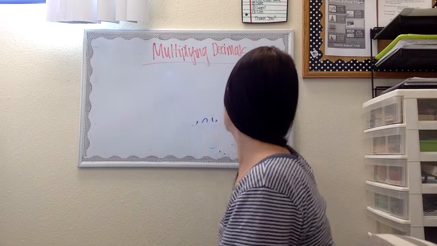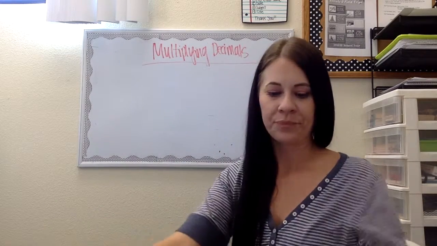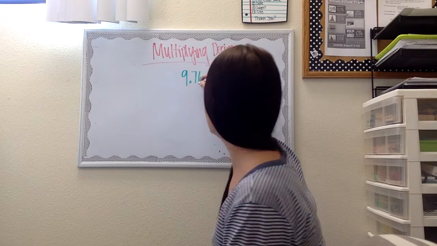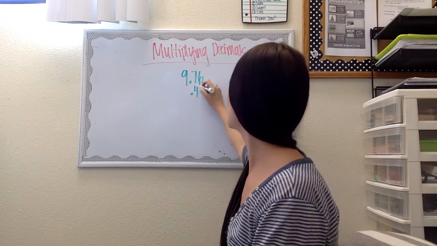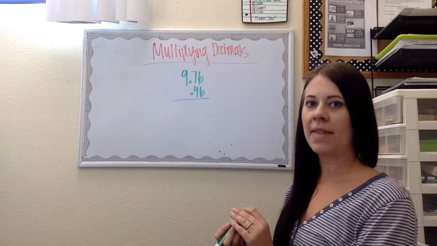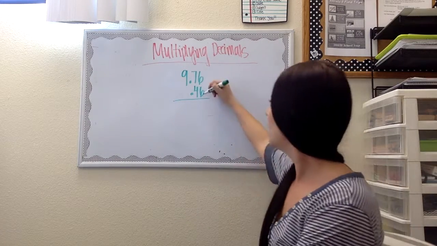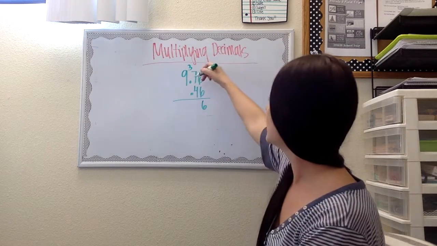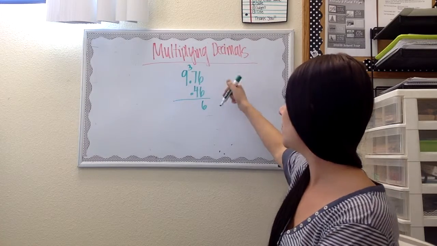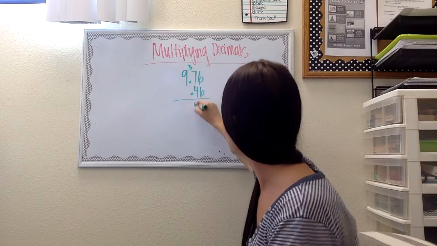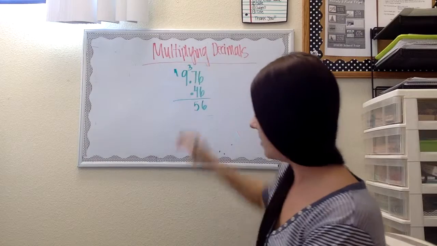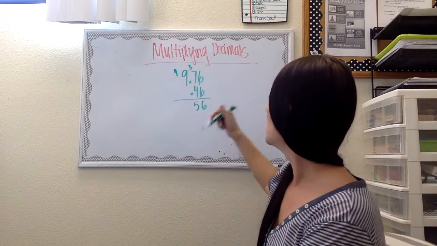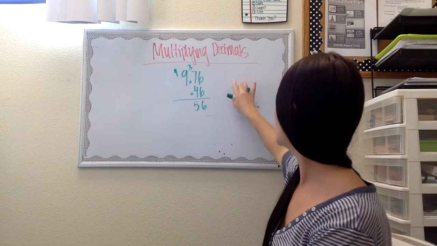All right, let's do 2 more. So I want you to try 9.76 times 0.46. Okay, so try that out. All right, 6 times 6 is 36. 6 times 7 is 42, 43, 44, 45. 6 times 9 is 54 and a 4. So 54, 55, 56, 57, 58.